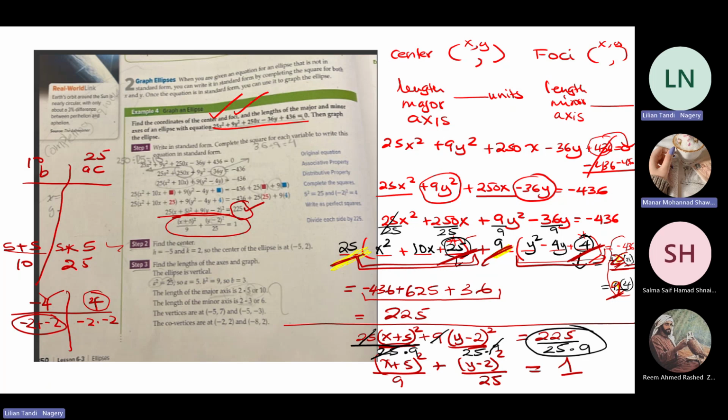All right. What is your center? What is your H? -5, 2. What is your center? Oh, yes. If it is positive, it will be negative. I agree. And if it is negative, it will be positive. Do you agree? Everybody, do you agree?